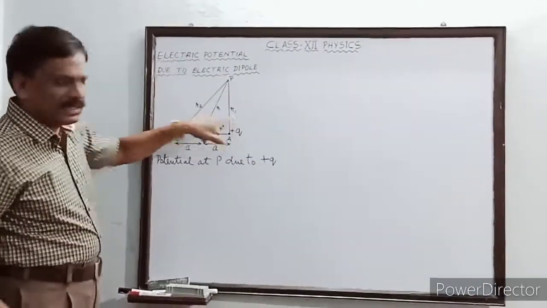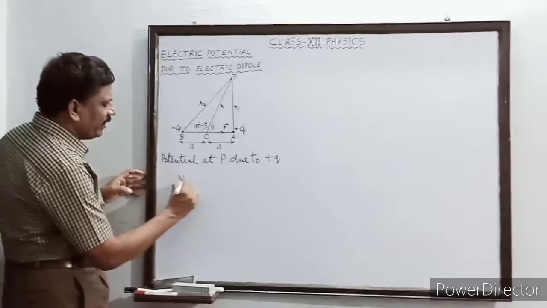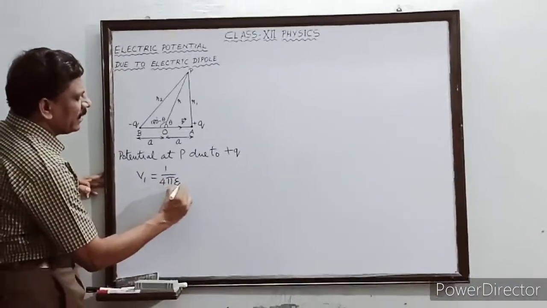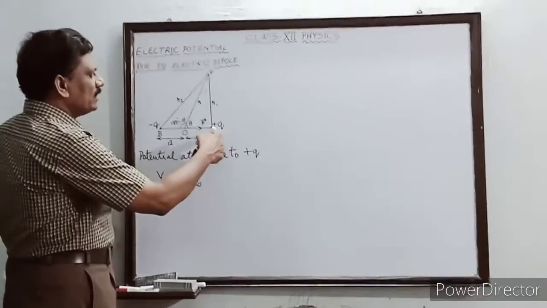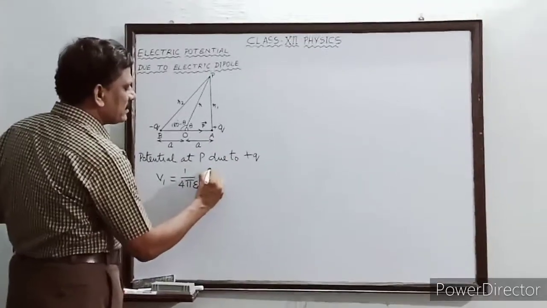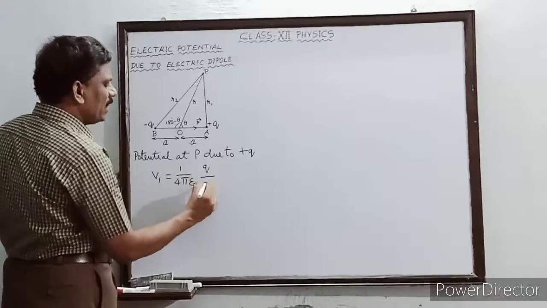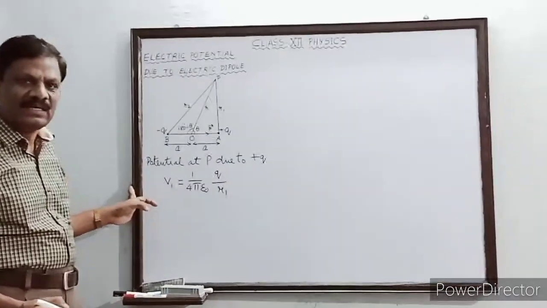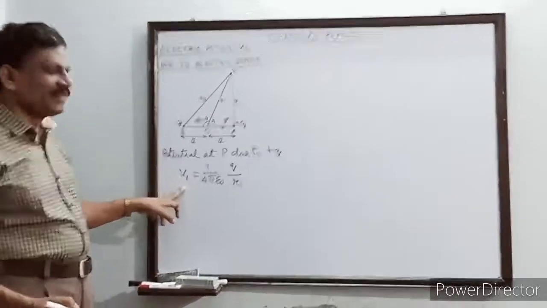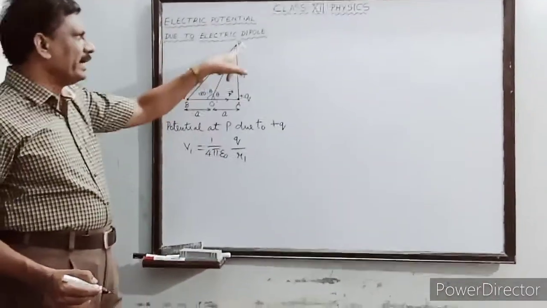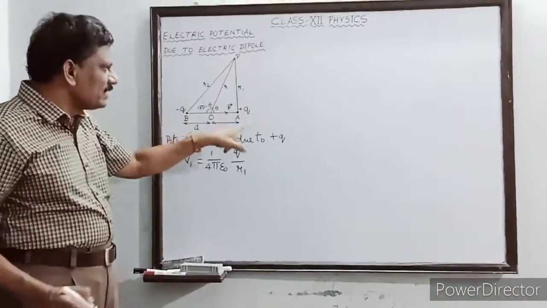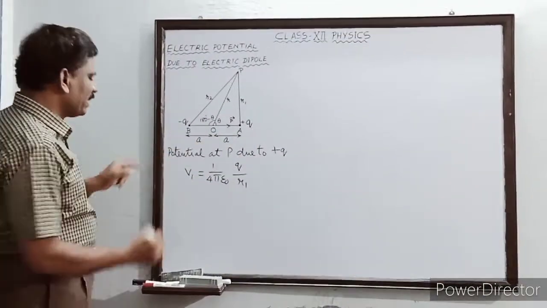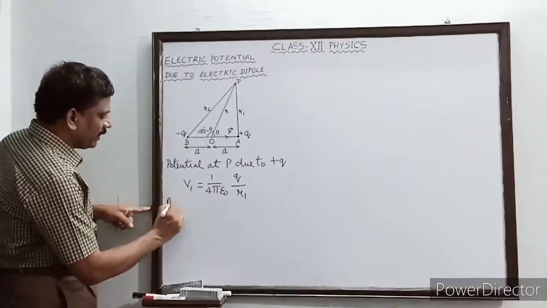It is R1. So I will take the symbol V1 is equal to 1 by 4 pi epsilon naught into, this is what, plus Q. So this is Q divided by R1. Understand that? So this is the expression for the potential at the point P due to this positive charge plus Q located at A. Okay. Similarly, I will get an expression for the potential.